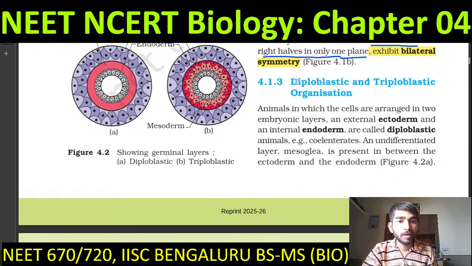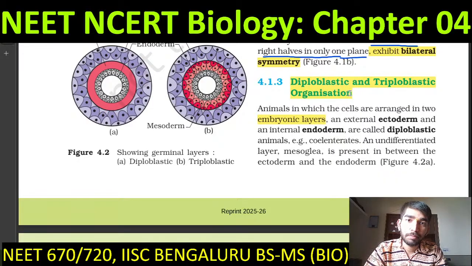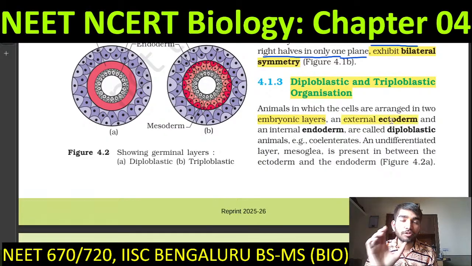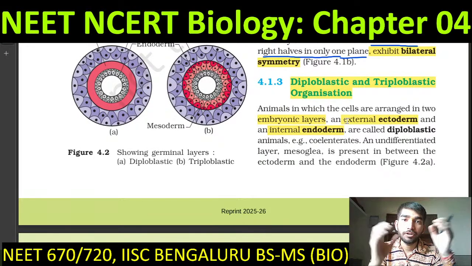Next is diploblastic and triploblastic organization. So animals in which the cells are arranged in two embryonic layers. When the embryo is being formed in the developmental stages, if there are two embryonic layers, which are the external ectoderm, ecto meaning outside, and internal endoderm, derm meaning a skin kind of thing, like a layer, ecto meaning out, and endo meaning in.